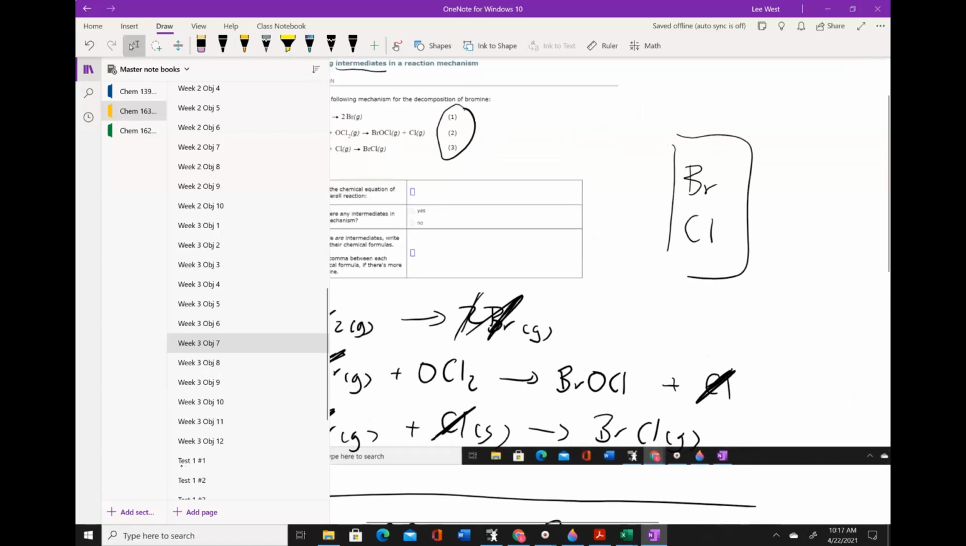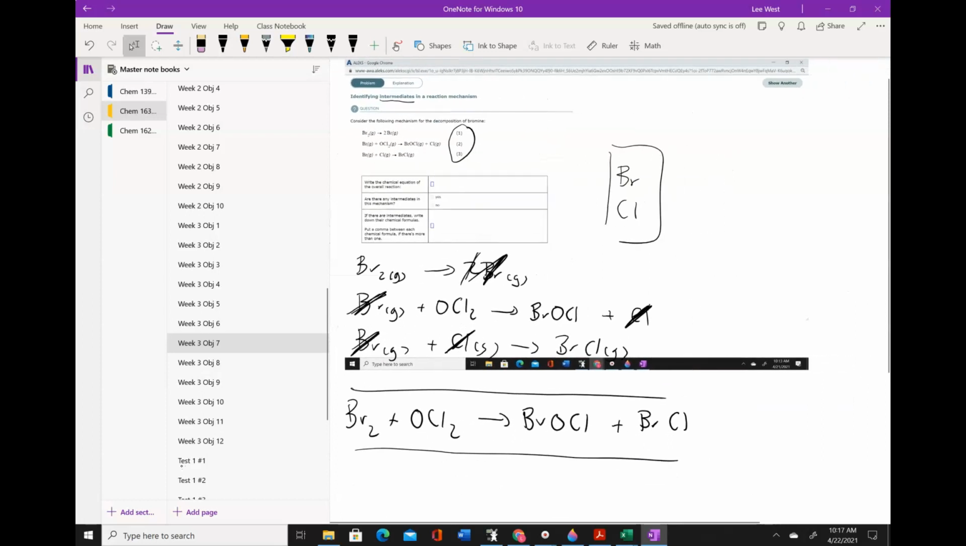So let's just answer this. So here's our question here. Write the chemical equation of the overall reaction. That's this guy there. We got that done. Are there any intermediates? The answer is yes. If there are intermediates, write down their chemical formulas. Put a comma between each. So it would be Br, Cl. Remember, we just want the identity, so we don't put any numbers out the front. You wouldn't put, for example, 2Br. We're just giving the identity of the intermediate.